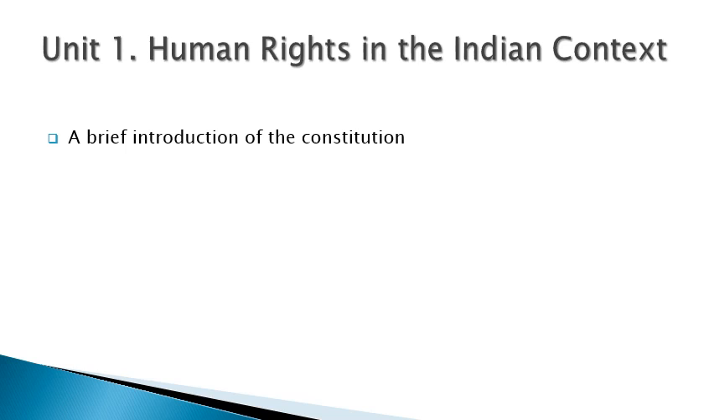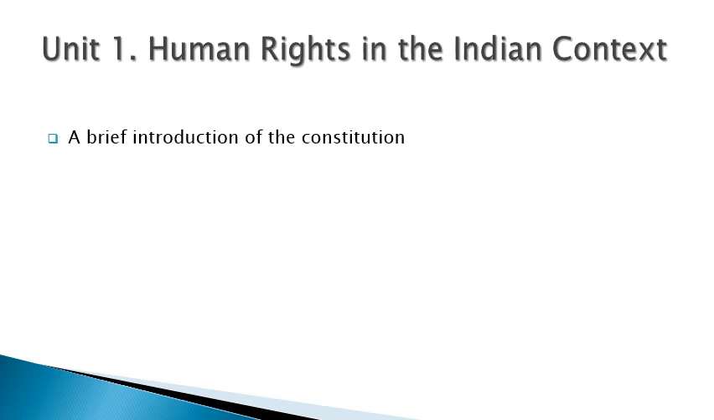In order to draft the Constitution, a drafting committee was set up on 29th August 1947. The chairman of the drafting committee was Dr. B. R. Ambedkar. Along with him, there were six members in the drafting committee. The drafting committee completed the task of drafting the Constitution in 2 years, 11 months and 18 days.